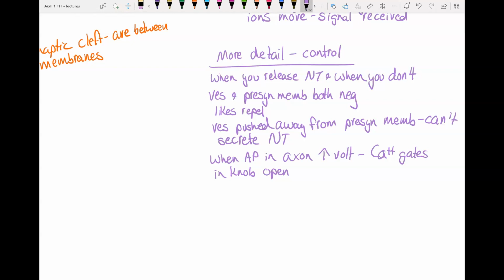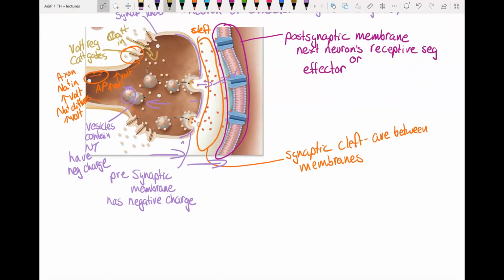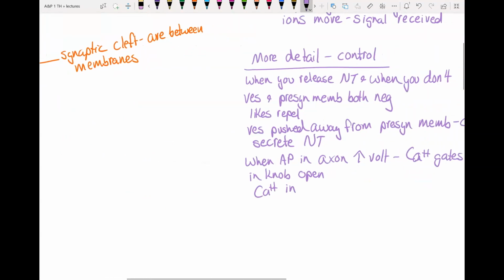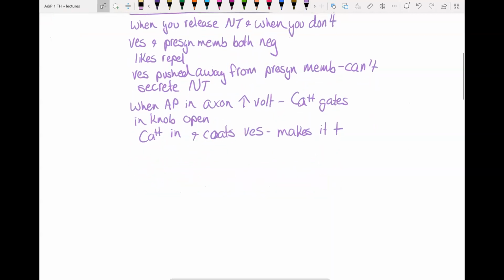The calcium comes in. And when calcium comes in, it coats those vesicles. So here you can see, here's a vesicle coated in calcium. Calcium has a positive charge. So when it coats the vesicle, it makes it positive. Now that it's positive, it is attracted to the presynaptic membrane because opposites attract.